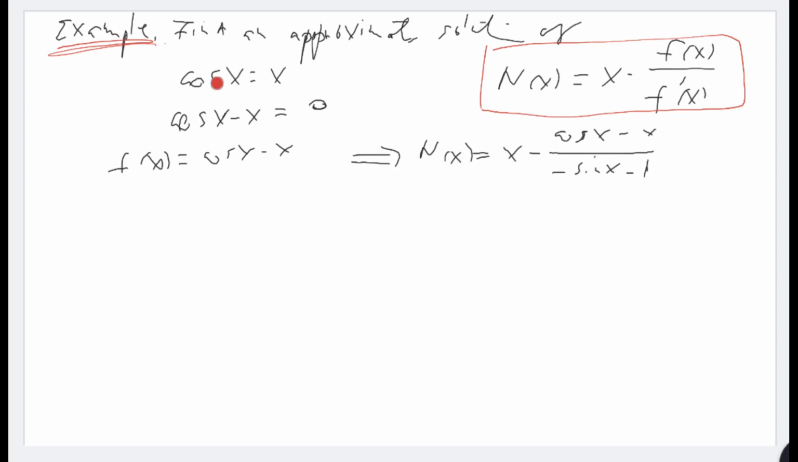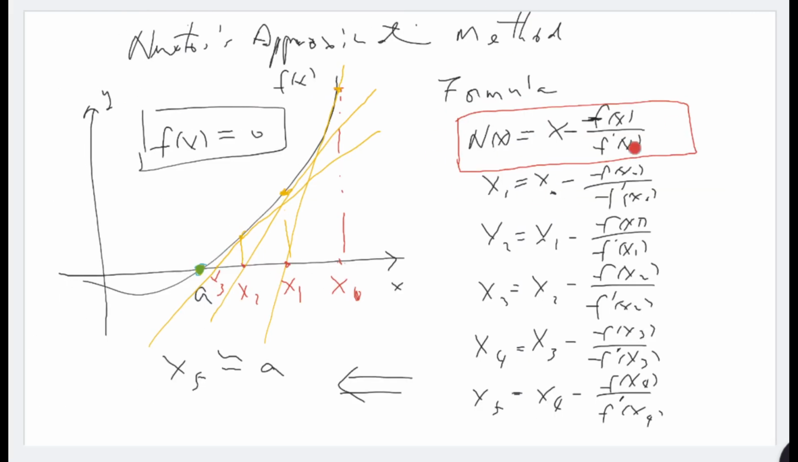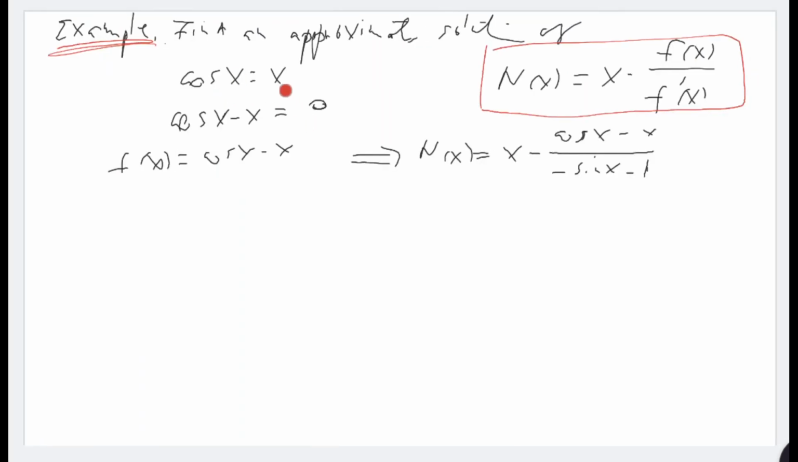We're trying to find the approximate solution of this equation. So first, we need to determine the function involved in our problem, so we can apply Newton's approximation method. One thing I want you to know is you need to move all the terms to one side to determine the function. So cosine x is not f of x. Cosine x minus x equal to 0. In the equation here, the left side of the equation is the function. Move everything to one side to determine the f. So f of x is cosine x minus x.